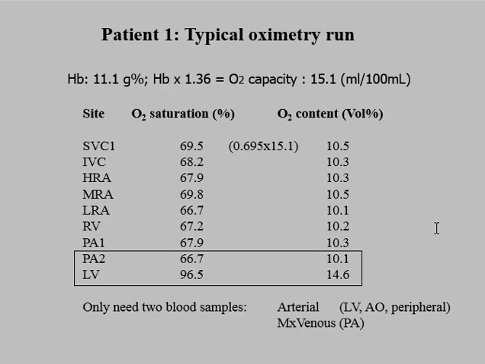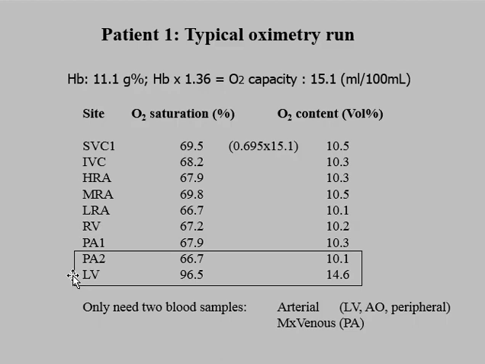First step is collect blood samples. This slide shows blood samples collected from what's called a run of samples, where we take blood samples starting from the SVC and the IVC to the high RA, the mid RA, low RA, right ventricle, one side of the pulmonary artery, the other side of the pulmonary artery, and the left ventricle.